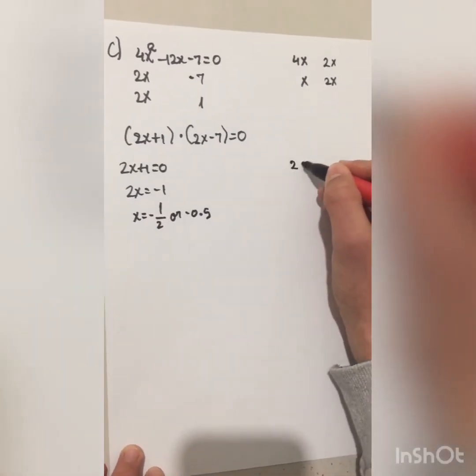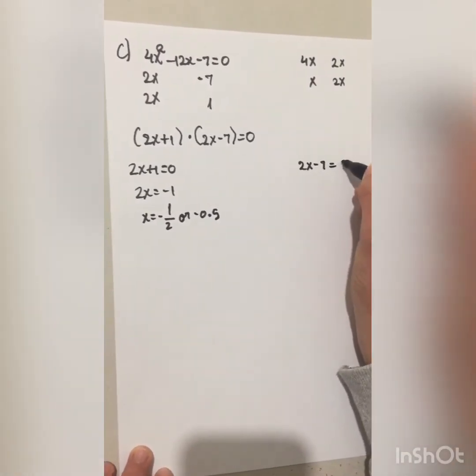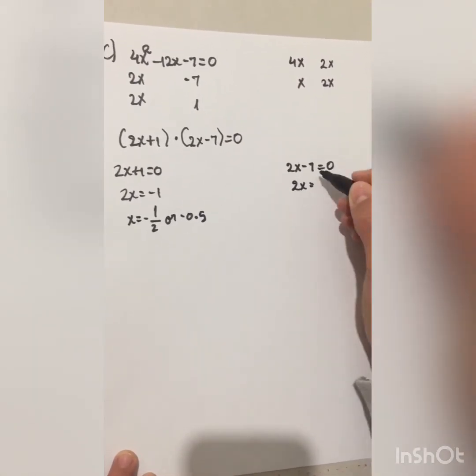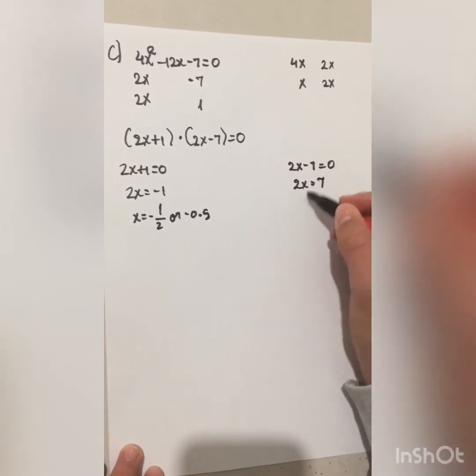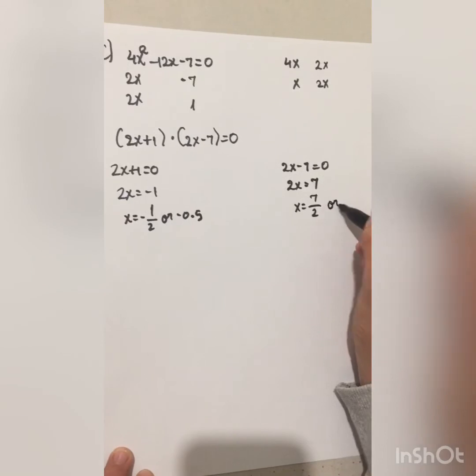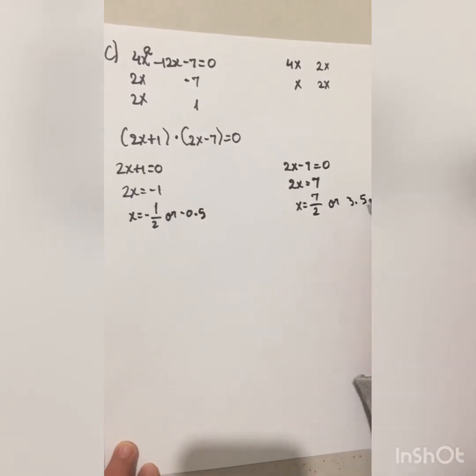The second x is 2x minus 7 equals 0. 2x equals 0 plus 7, which is 7. And x is equal to 7 over 2, or 3.5.